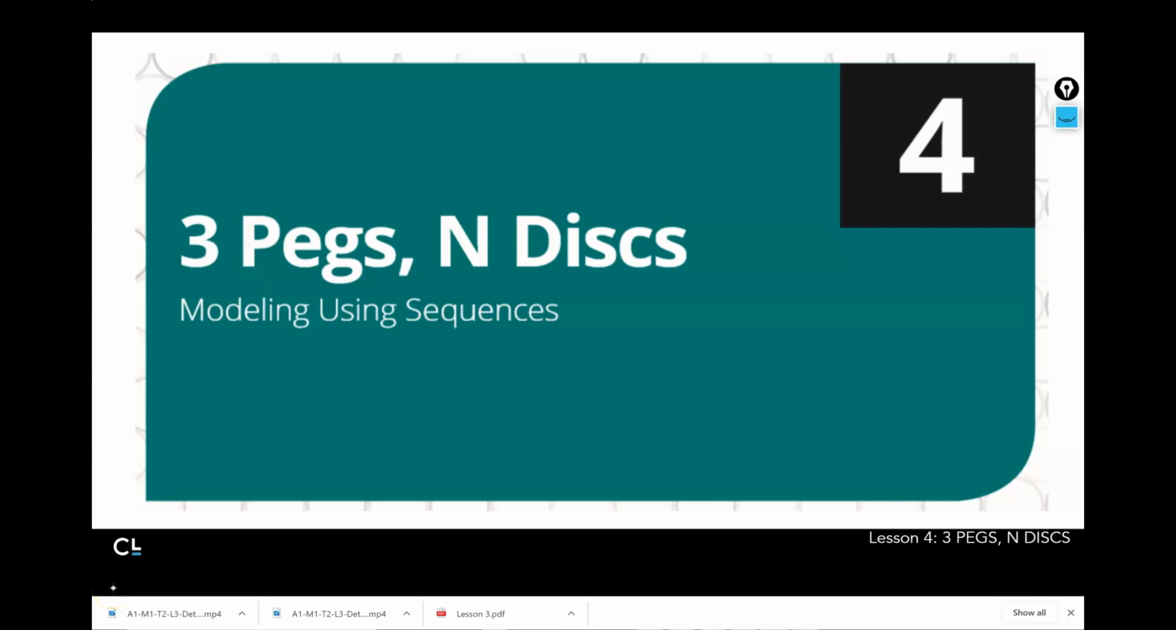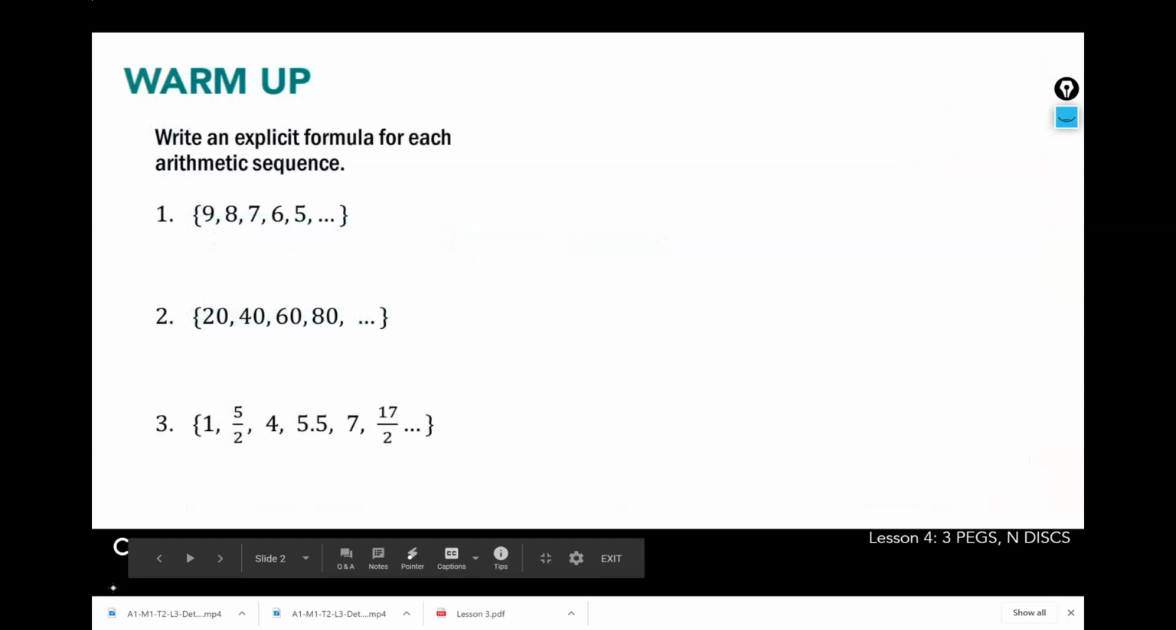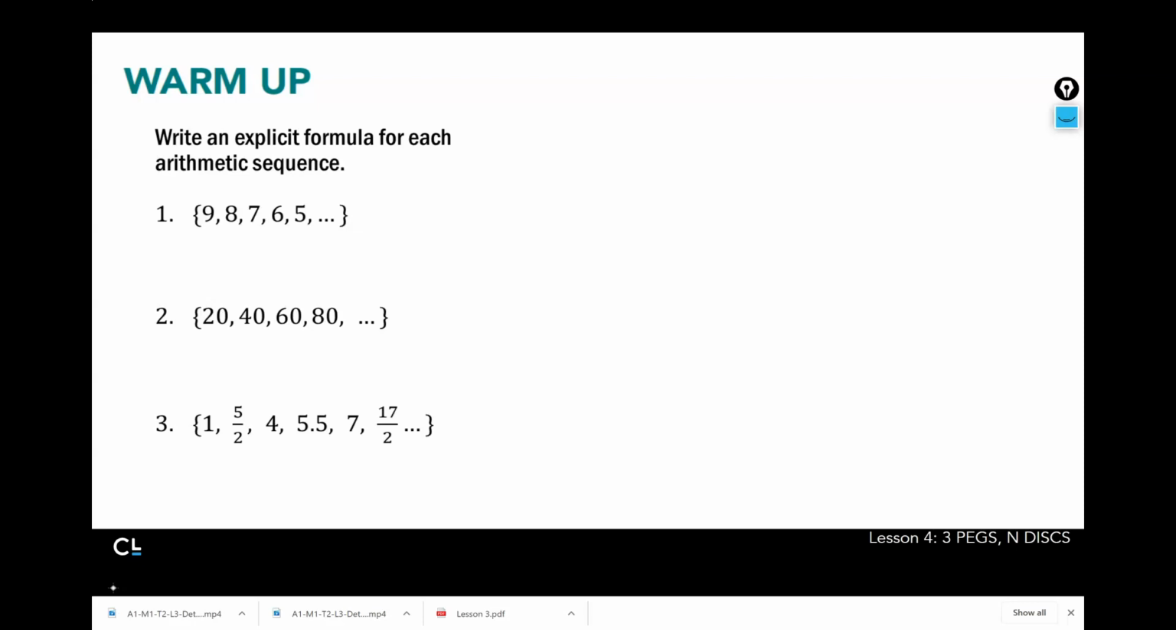Three pegs and disc, modeling using sequences. This is lesson 4 in topic 2 of module 1. Let's get warmed up. Write an explicit formula for each of the arithmetic sequences.